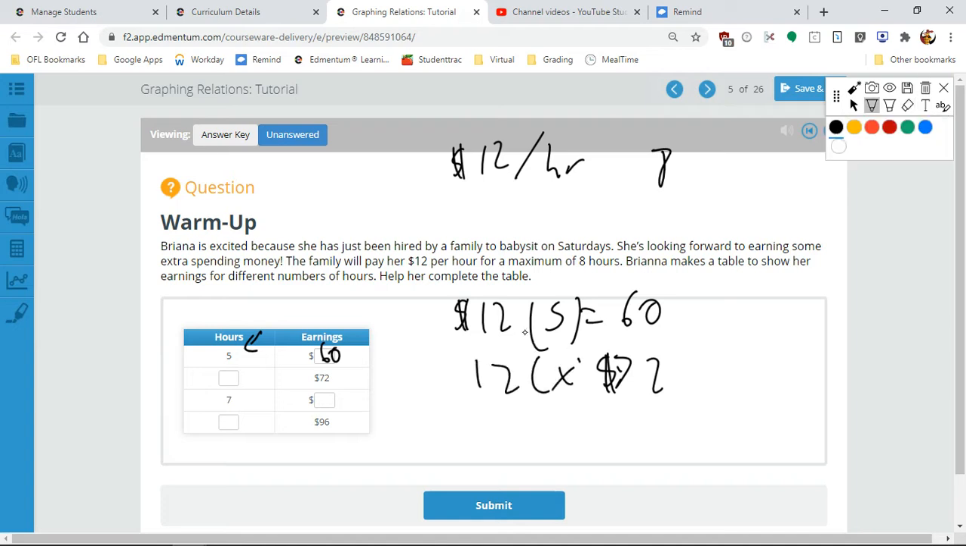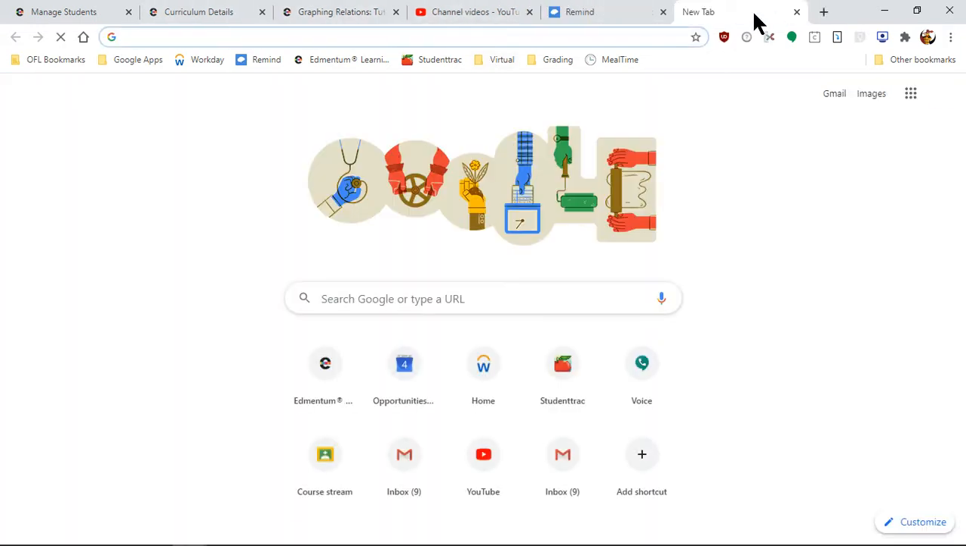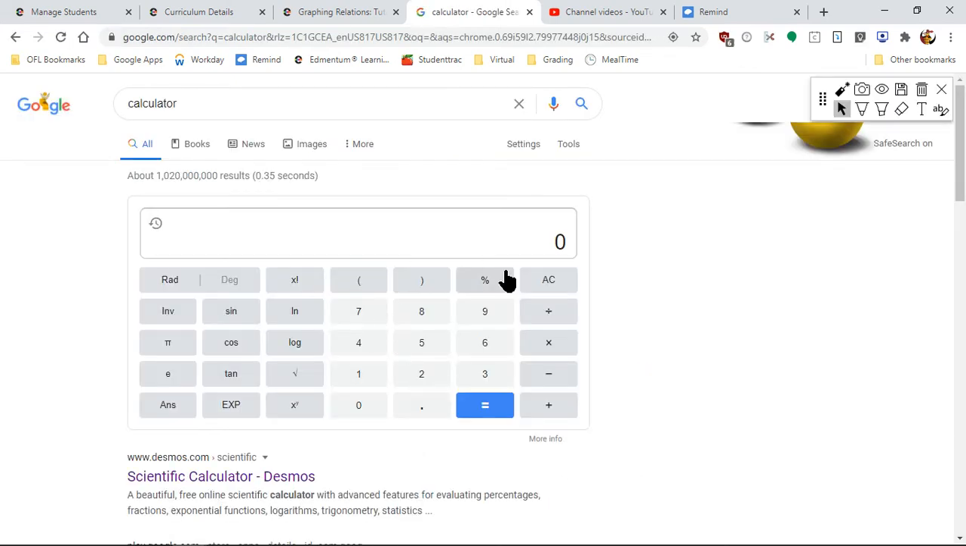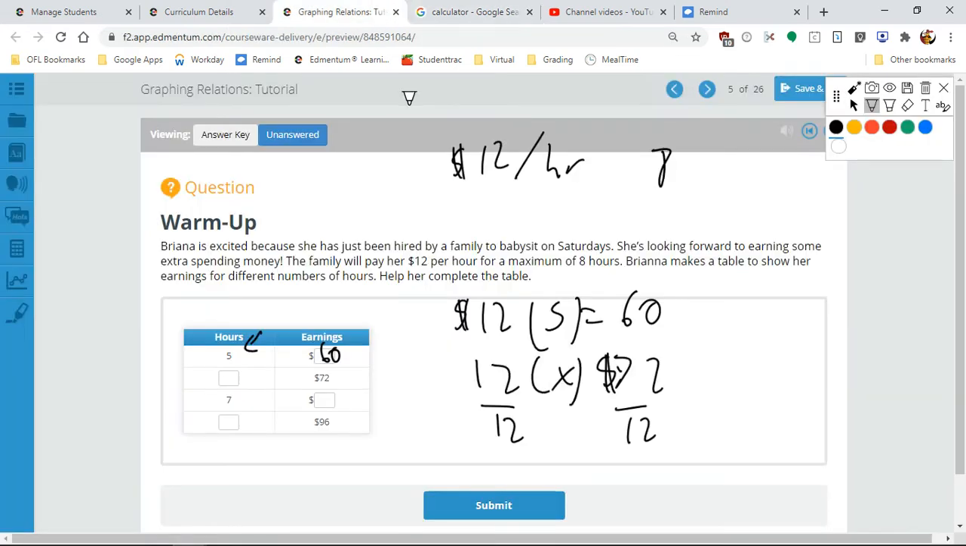12 times how many hours? I took the wrong thing down. So we're going to have to divide by 12, and if I pull out a calculator here, oh, perfect. I get 6. So I'm going to get a 6 right here.